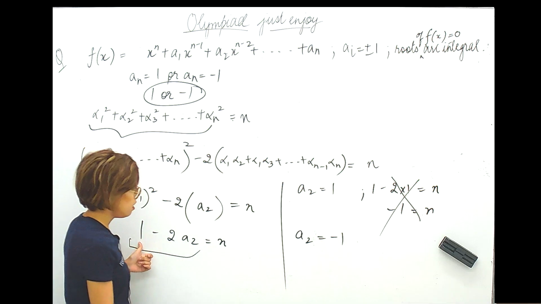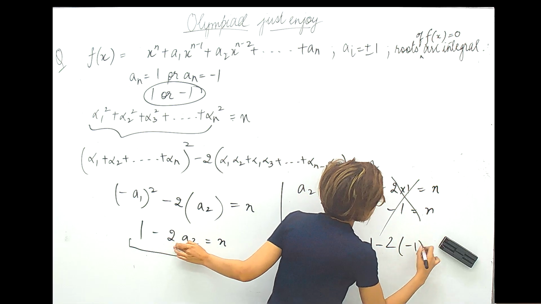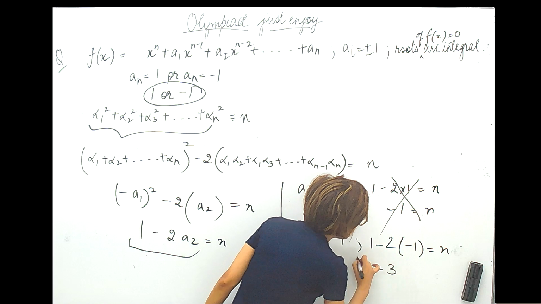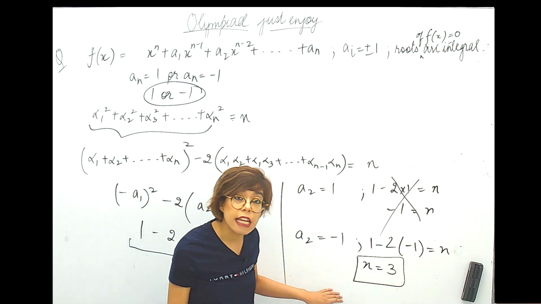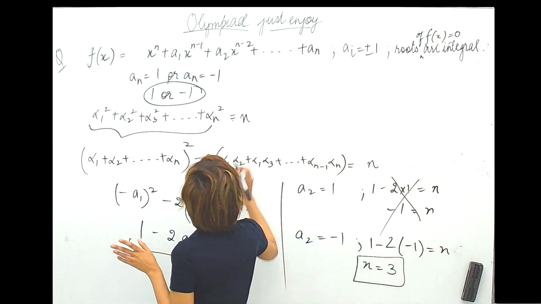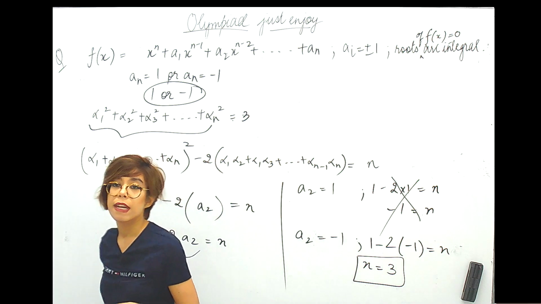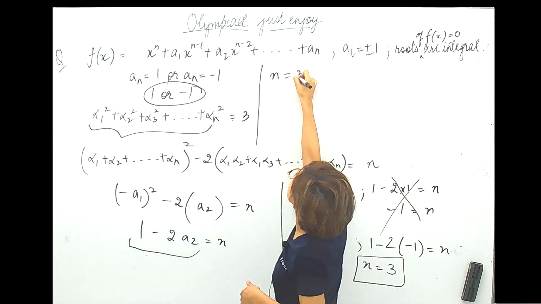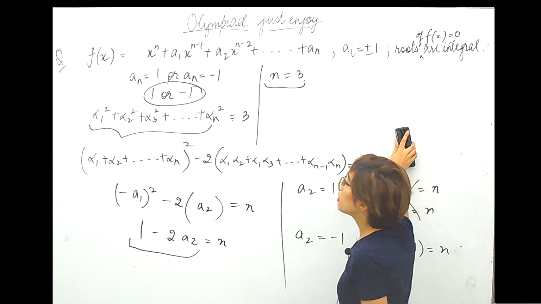What will this become? 1 minus 2 into -1, which will be equal to n. So n turns out to be 3. n is fixed. The degree of the polynomial is 3. n turns out to be 3. Right? Now I need to use this and get the polynomial. One problem is solved, but it is not complete yet.